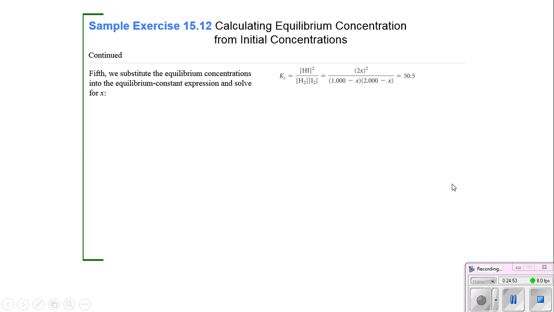Next, I'm going to write my equilibrium expression for my equilibrium formula. So I have the concentration of HI squared over the concentration of H2 and the concentration of I2. And then I'm going to plug in my values from my ICE table. So I have 2x squared over H2 was 1 minus x, and I2 was 2 minus x. So that means that we're going to have to factor or use the FOIL method, okay?